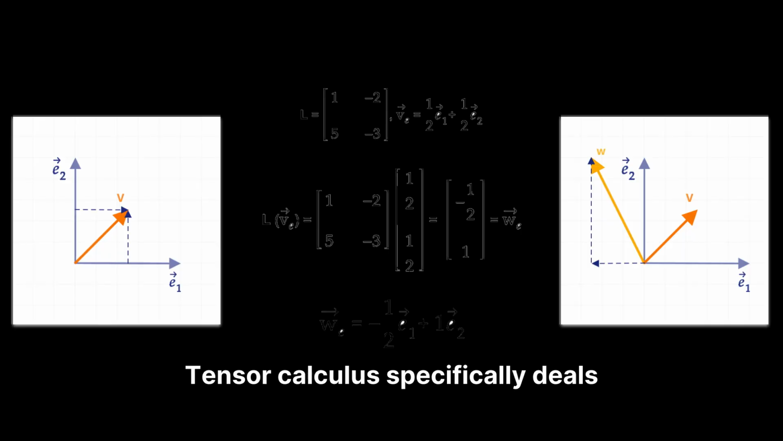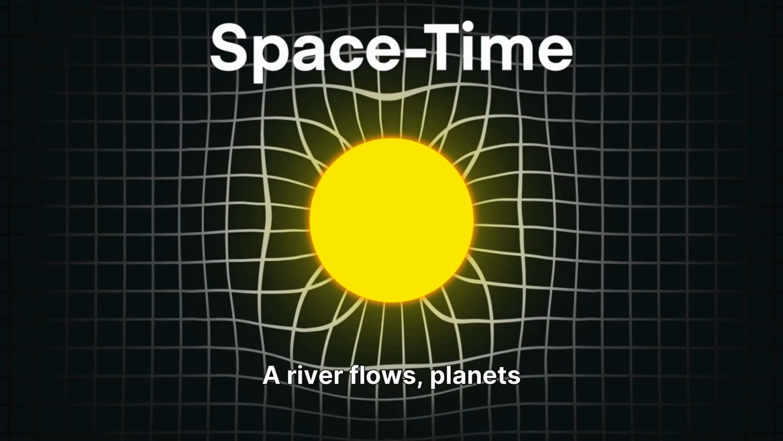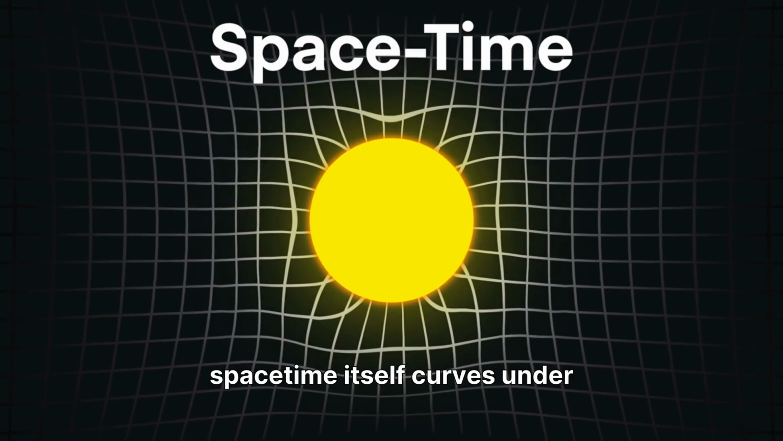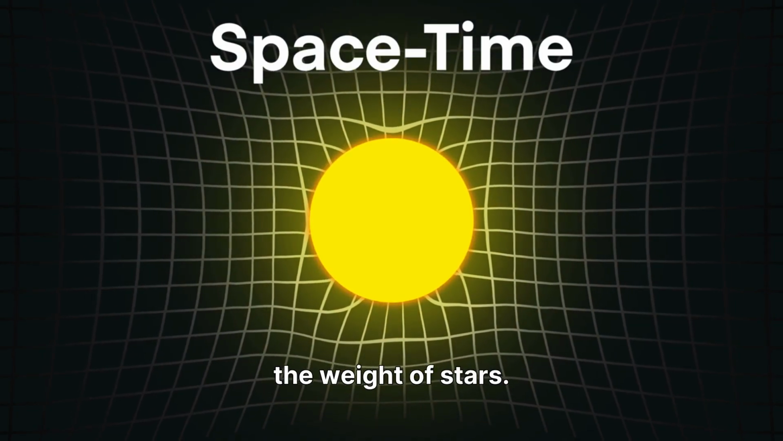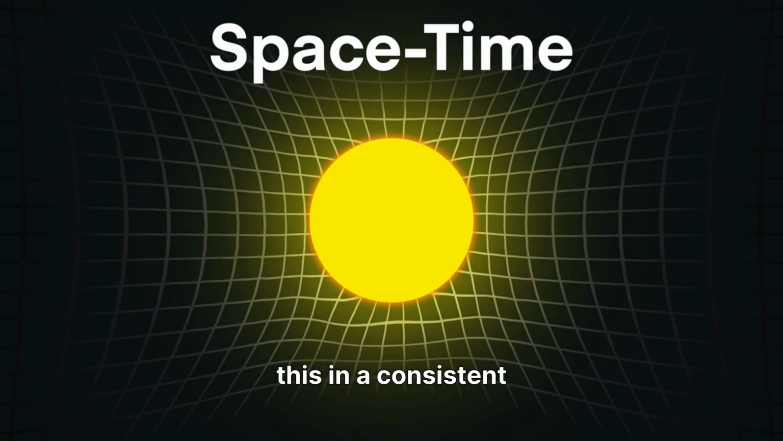Tensor calculus specifically deals with how these tensors behave when things move or when your viewpoint changes. This is incredibly important because most real-world systems don't sit still. A river flows, planets orbit, rockets accelerate, and spacetime itself curves under the weight of stars. Tensor calculus provides a rulebook for describing all this in a consistent way.